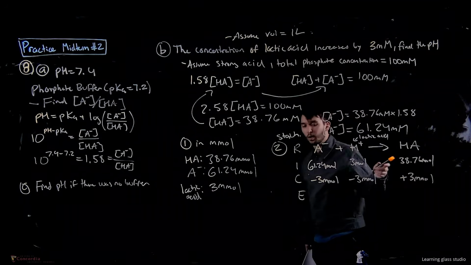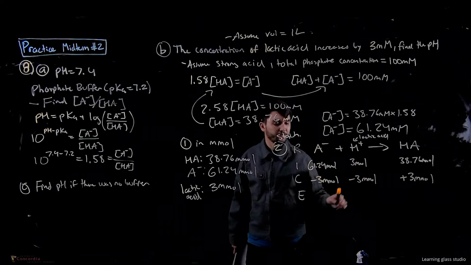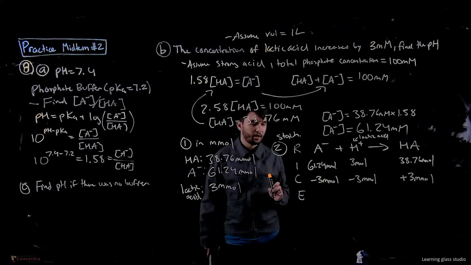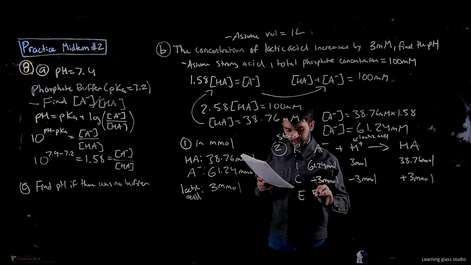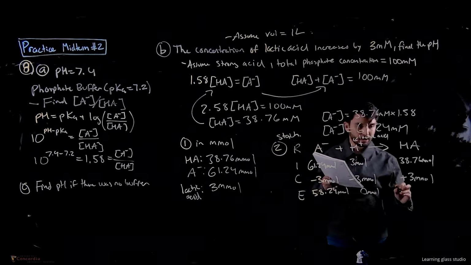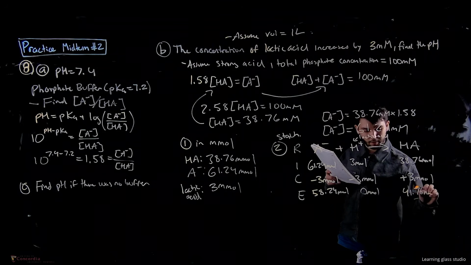And this will gain 3 millimole. And that's due to the coefficients in the balanced equation. One of these plus one of these generates one of these. So we lose one part of this, we gain one part of this. So now we just do a simple bit of math. So we get 58.24 millimole, 0 millimole, because all of the H+ gets used up. And we add 3 to this to get 41.76 millimole.